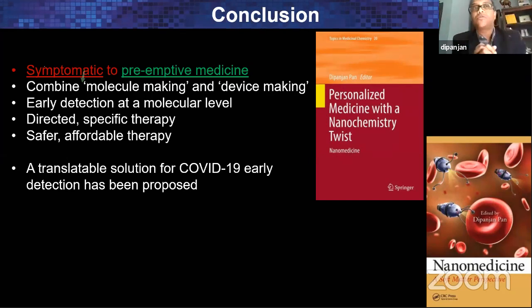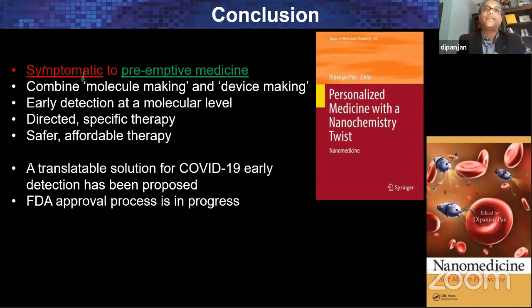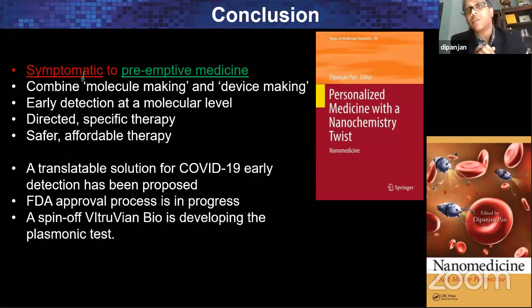We have proposed a translatable solution for COVID-19. FDA approval process is in progress. A spin-off startup company, Vitruvian Bio, is trying to develop the plasmonic sensor. There is a strong interest from many companies, international and within the US, to partner with us to develop these tests, and some of the other tests like electrochemical and hyperspectral.